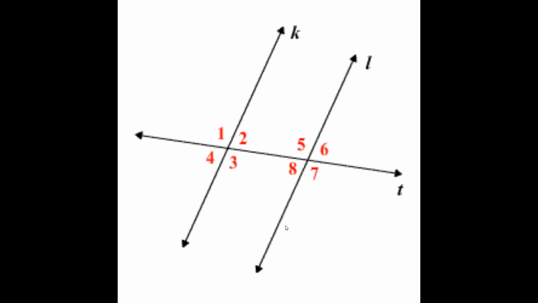You can identify here which set of angles are corresponding angles. Hopefully you said 1 and 5, 2 and 6, 4 and 8, and 3 and 7. I think we're ready to move on to finding angle measures of corresponding angles.